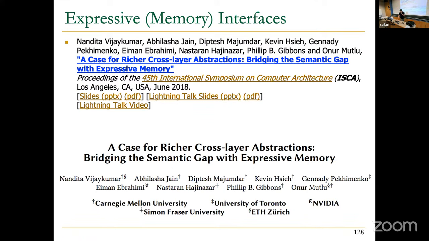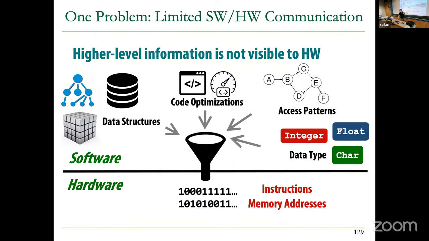We have a couple of slides about these cross-layer abstractions with the so-called expressive memory. This was some work presented in 2018 by Nandita Vijaykumar. She was also a PhD student of Professor Mutlu. Now she's a professor at the University of Toronto. And in this work and in another work that you'll have in a later slide, she proposed a way of providing programmers efficient ways of communicating information about the applications to the hardware.